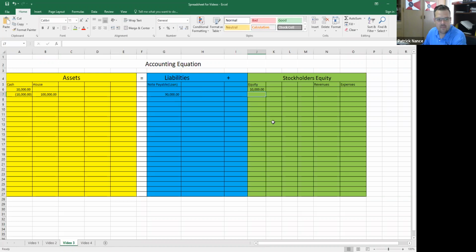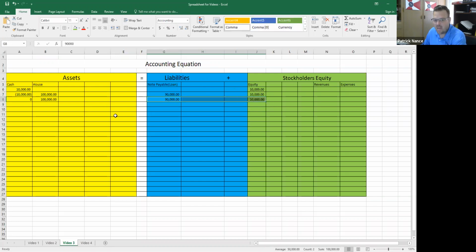And my equity stays at $10,000, because that's my equity in the house. I don't have the cash anymore, but my equity has changed over to the house. So what you should see if you add all these up is that it balances. So now my total assets is 100,000. My total liabilities plus equity is 100,000.